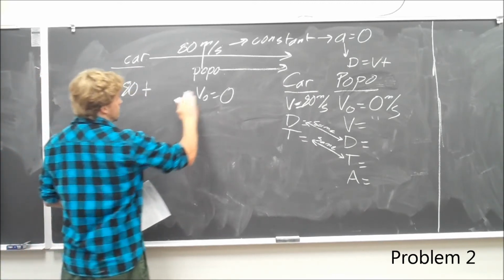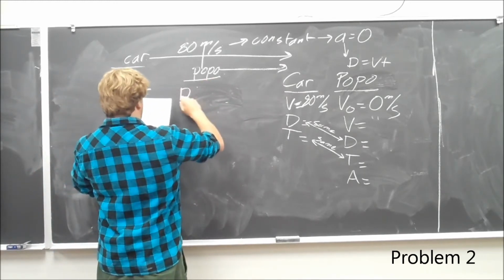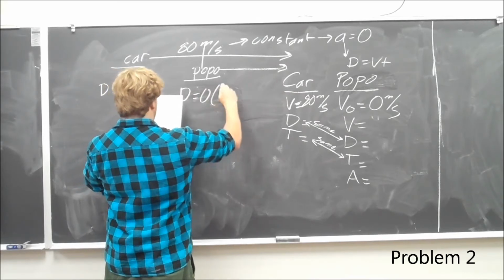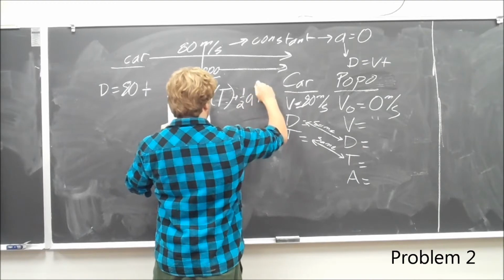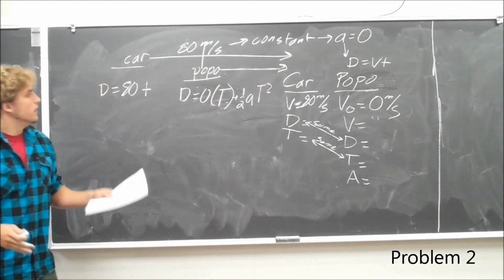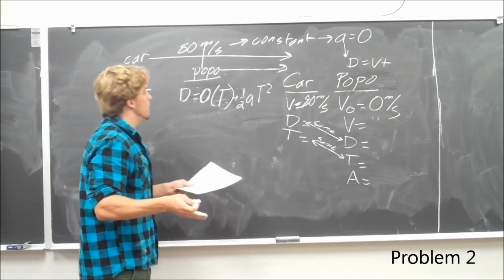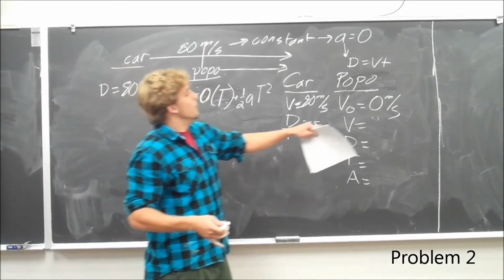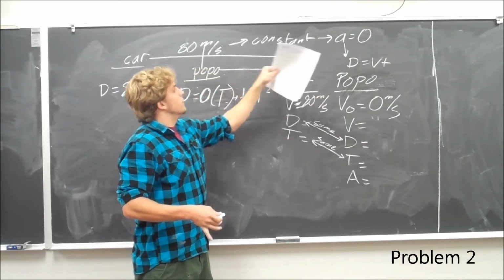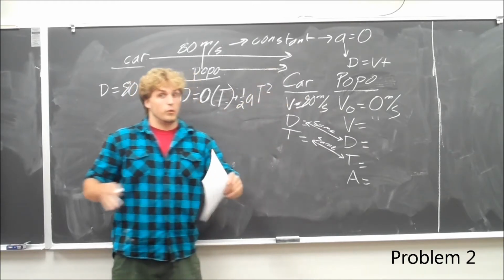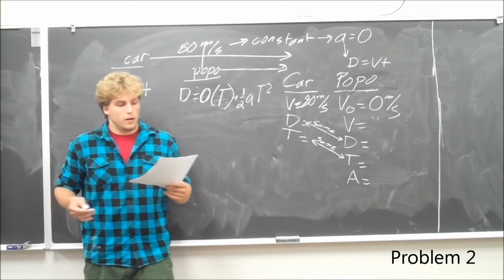But then, we start with the police. We got d is equal to 0 t plus 1/2 a t squared. Why did I choose that? Why I chose that is because I really don't care right now about how fast the police is going at the end of it. I know that's what I'm looking for eventually, but I got to start somewhere, right? Got to start somewhere.